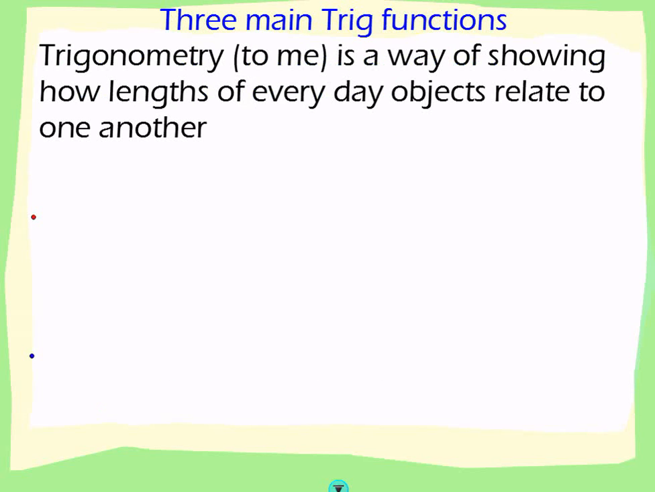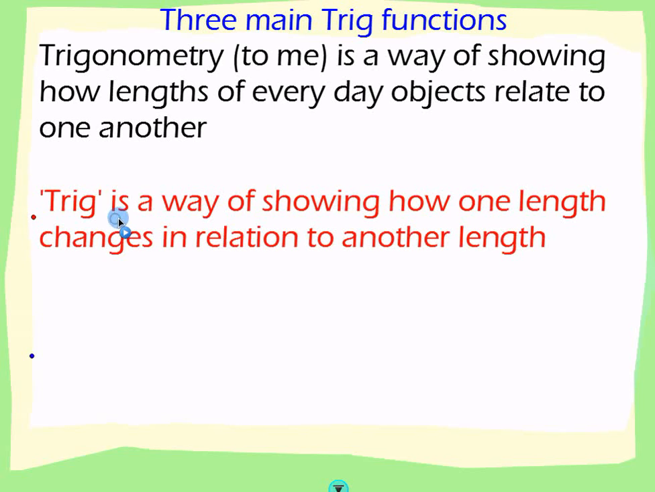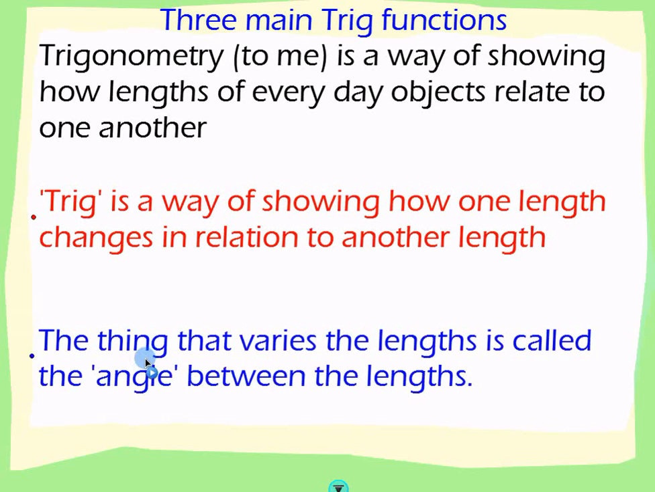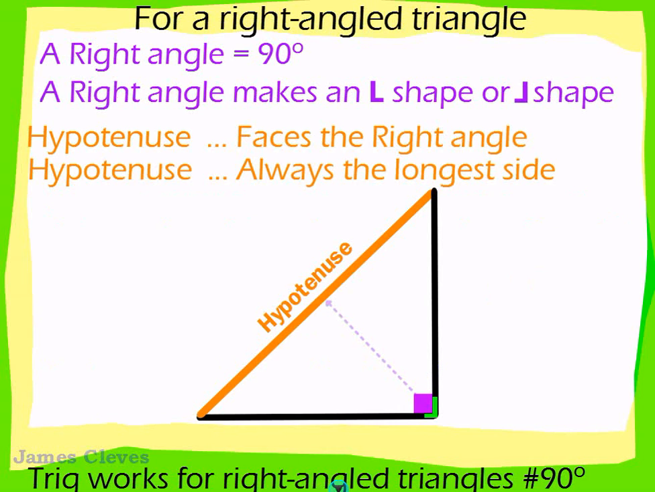Now trigonometry to me is like a way of showing how lengths of objects and things relate to one another and how they change. Trig is a way of showing how one length changes in relation to another, and the thing that varies the lengths is called the angle. The part of trig that we're going to look at is to do with right-angled triangles.